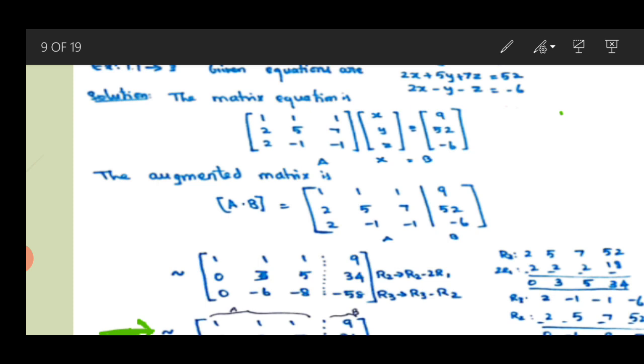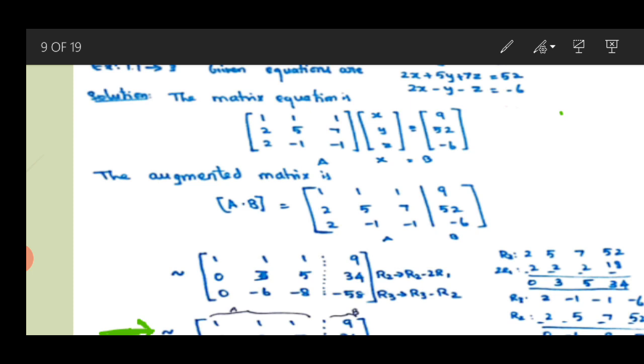I'm writing the coefficient matrix. The first equation coefficients are 1 1 1. The second equation coefficients are 2 5 7. The third equation coefficients are 2 minus 1 minus 1. And X is nothing but the variable matrix, we know very well. The variables we are using are X, Y, Z, equal to the constant matrix. The last one is 9, 52, minus 6. So this is AX equal to B. This we know already, we have studied in the last year.